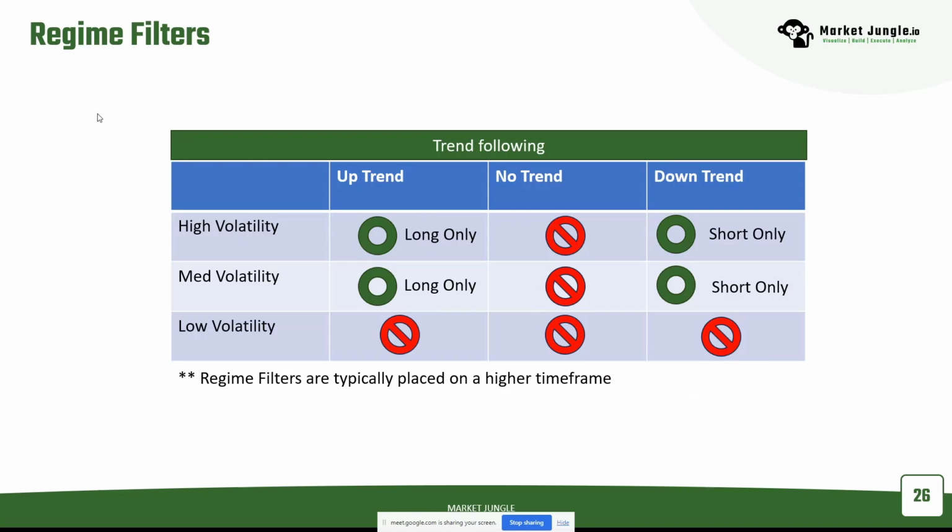All right, we're getting towards the end here. I think we only got 5 slides left and we'll be wrapping it up. But one piece here is just some examples on regime filters. And again, I tried to give the examples of how to create these filters. They're typically on the higher time frames.